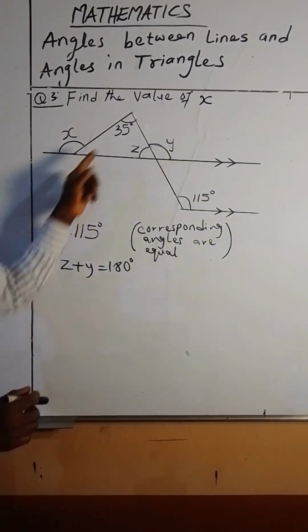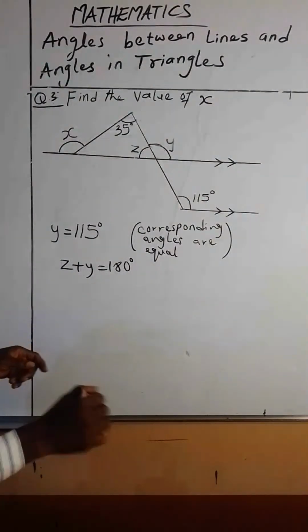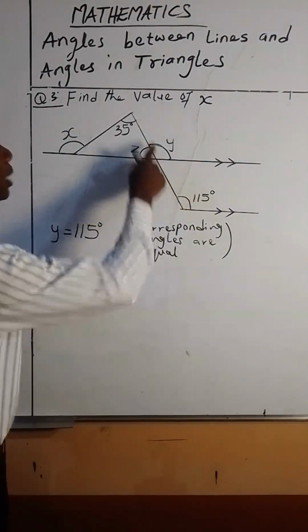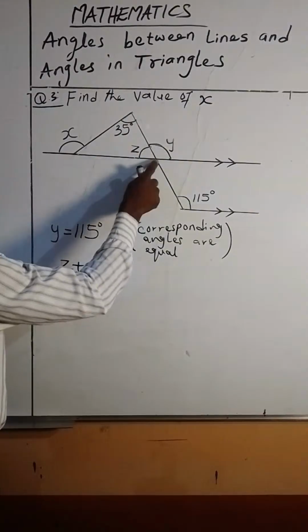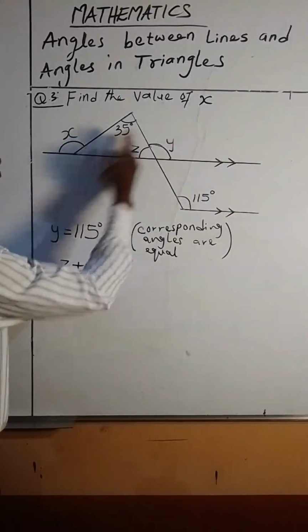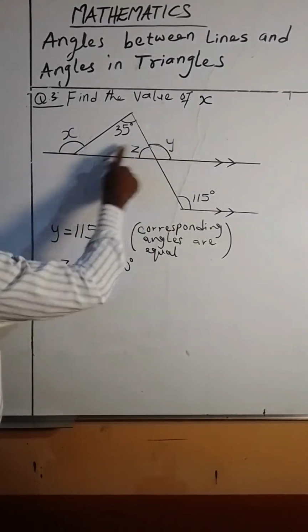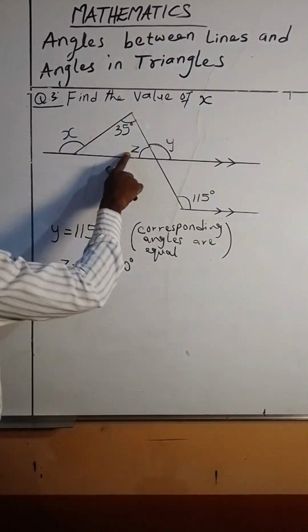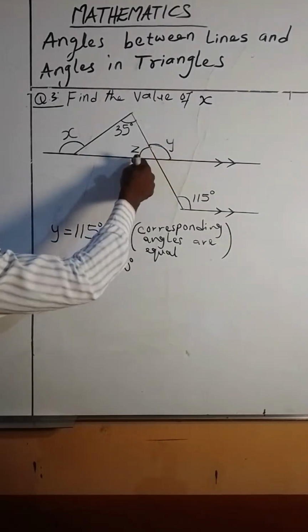And I'm sure we know why Z plus Y is equal to 180 degrees. It's simply because both of them lie on a straight line. They are angles between lines, and they are neighboring angles. Look at them here. They lie on the adjacent sides of this line, not opposite but adjacent. So this is Z and this is Y. When we add them up, we get 180 degrees.